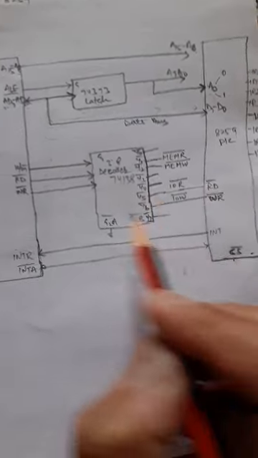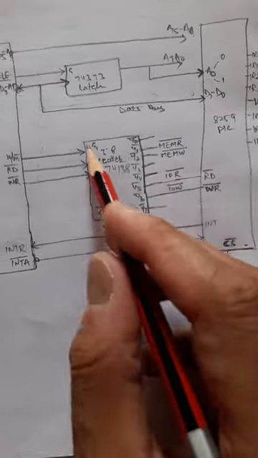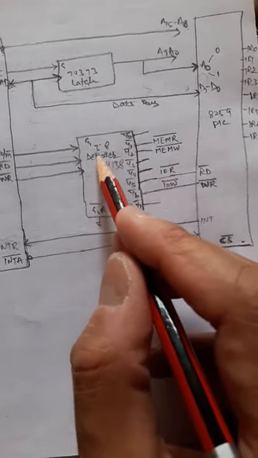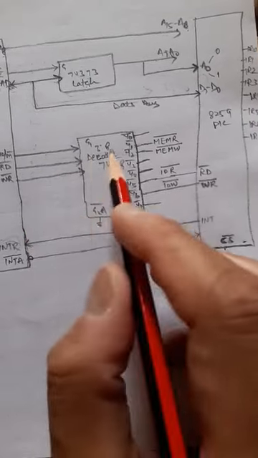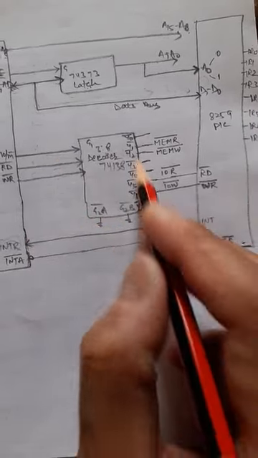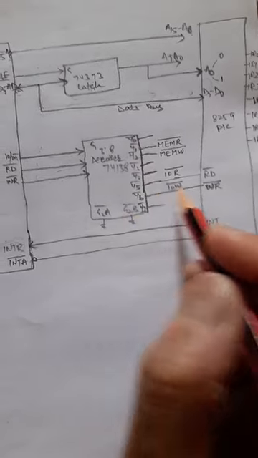Okay, so for this control bus we have used a decoder here. This is a 3 to 8 decoder, 3 inputs and 8 outputs. Okay, so based on these 3 inputs, one among these 8 outputs will be selected.